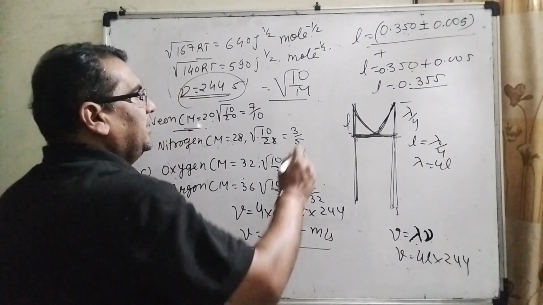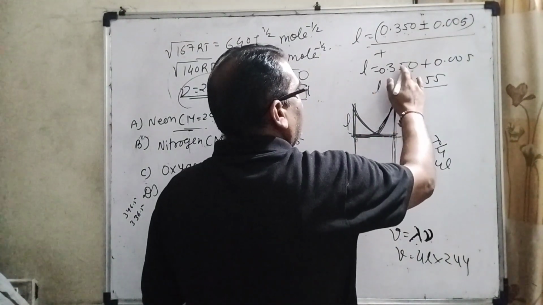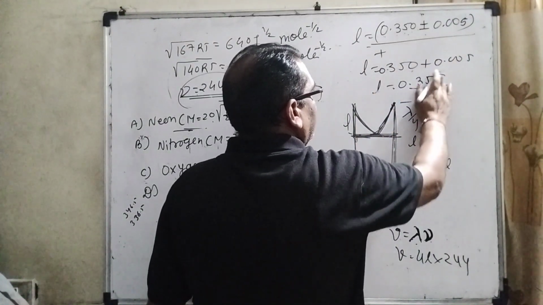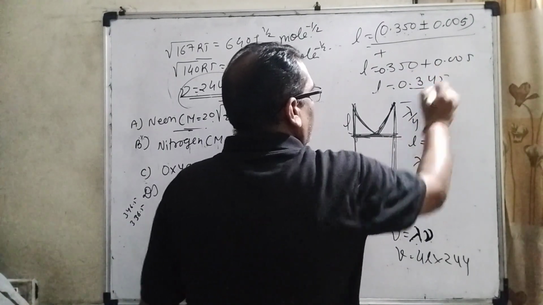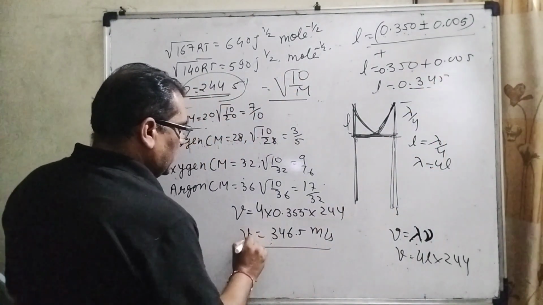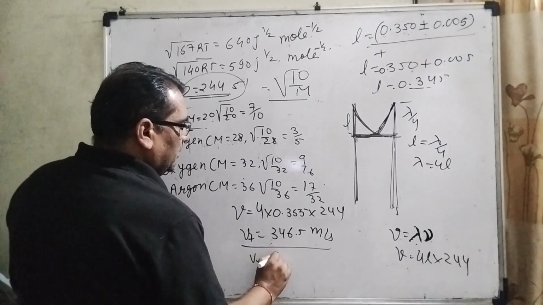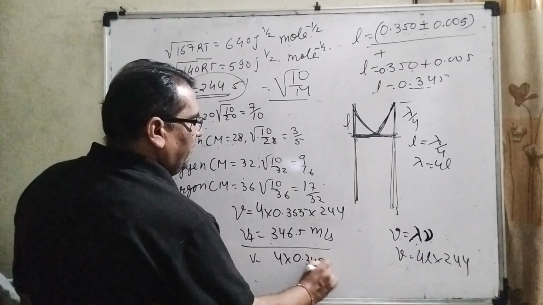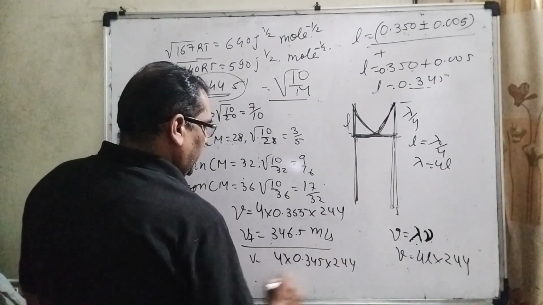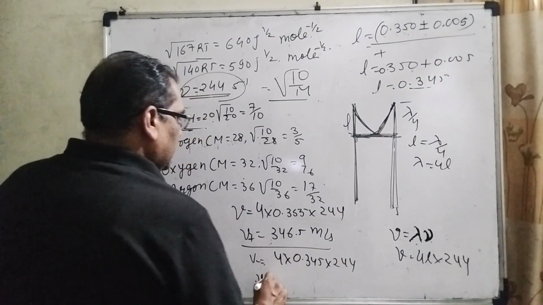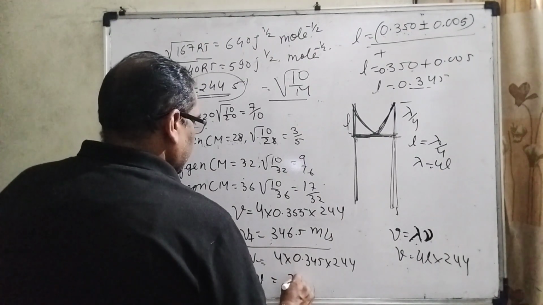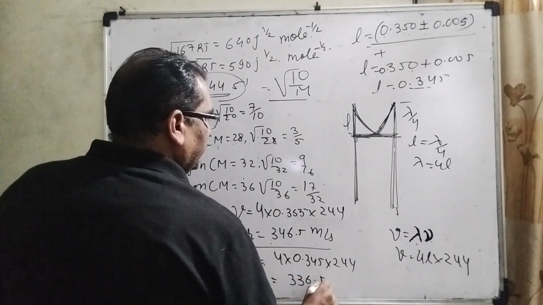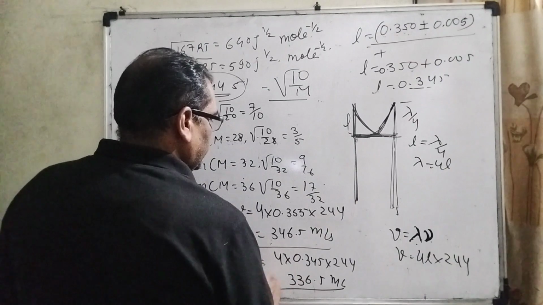If we take the negative, 0.350 minus 0.005, it becomes 0.345. Multiplying by 244, approximately we get 336.5 meter per second. So positive and negative together give the range.